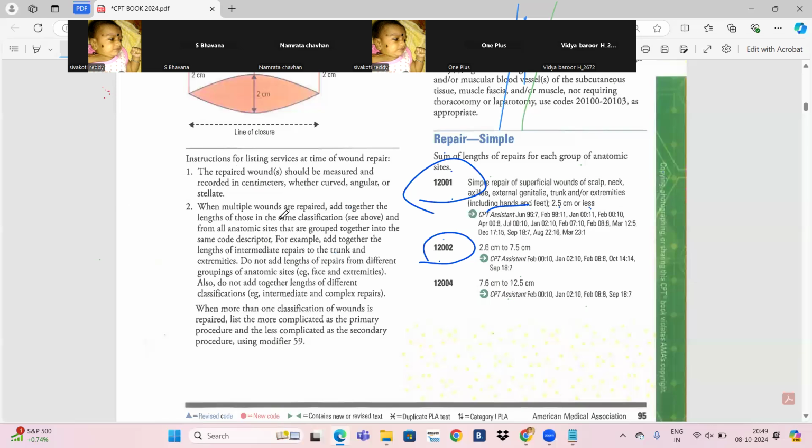See, when multiple wounds are repaired, add together the length of those in the same classification. If they come under the same anatomical site, you need to sum the length, and from all anatomical sites that are grouped together into the same code descriptor. For example, add together the length of intermediate repairs to the trunk and extremities. Do not add lengths of repairs from different groups of anatomic sites, which means one laceration on scalp, another laceration on face. Face is included in a different anatomic group.